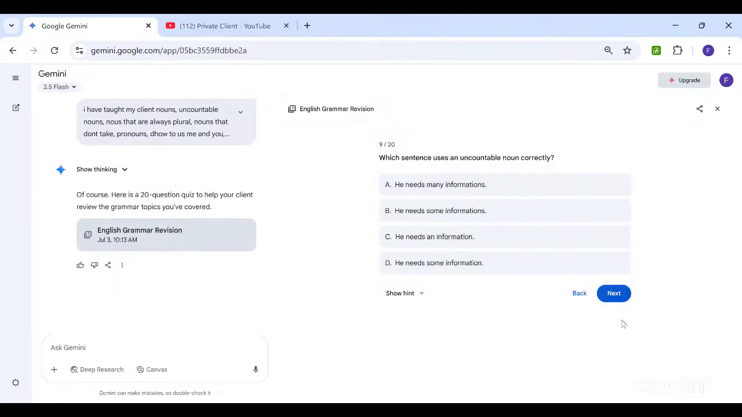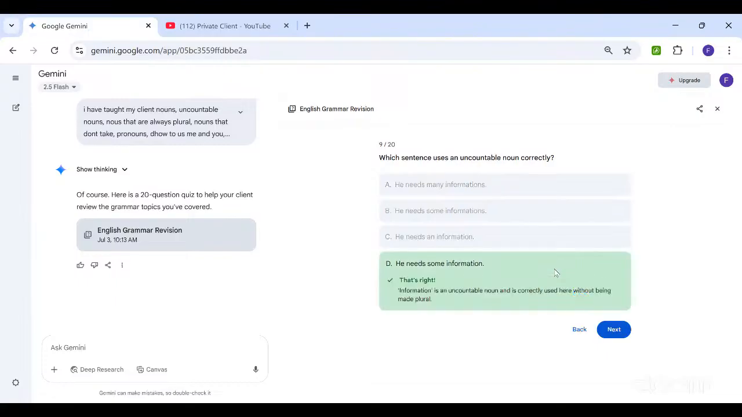Which sentence uses an uncountable noun correctly? He needs many information. He needs some information. He needs an information. He needs some information. D. Okay.